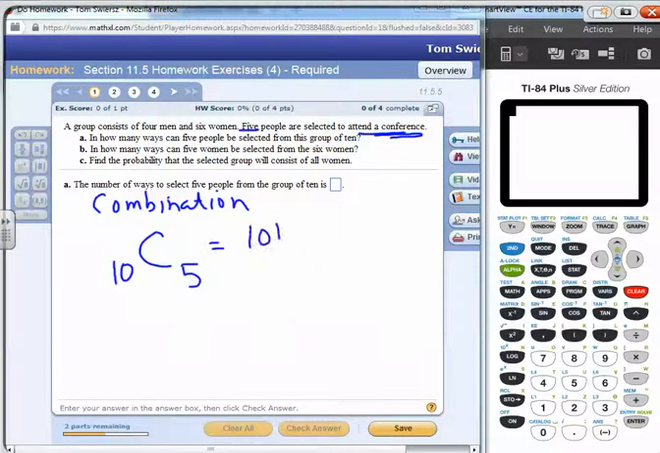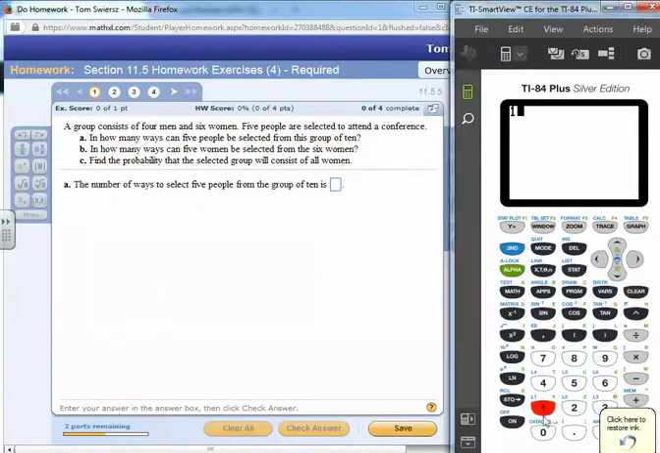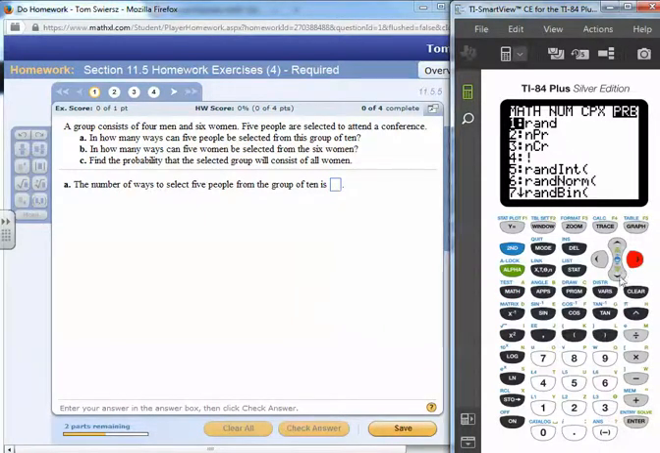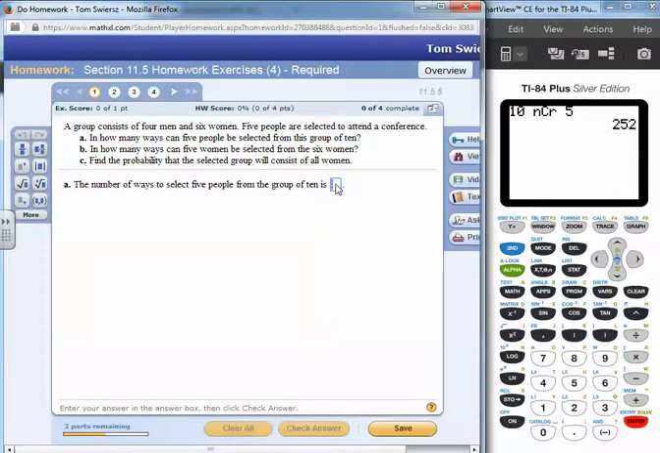So again, it would be 10 factorial over 10 minus 5, which is 5 factorial, times 5 factorial. You can go ahead and write out the factorials and reduce, if you're doing it pencil and paper. On the calculator, we could do it: total numbers 10, hit the math key, over to highlight probability, nCr, and we're selecting 5, and so we get 252.